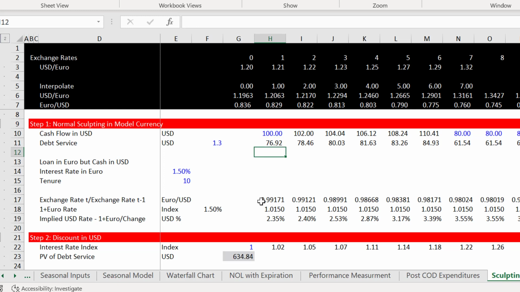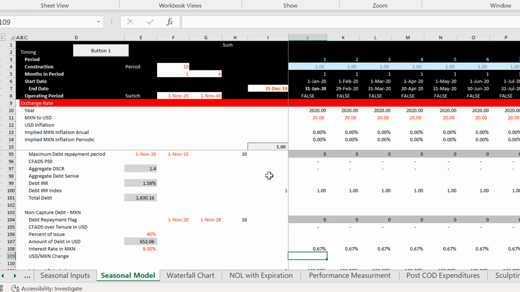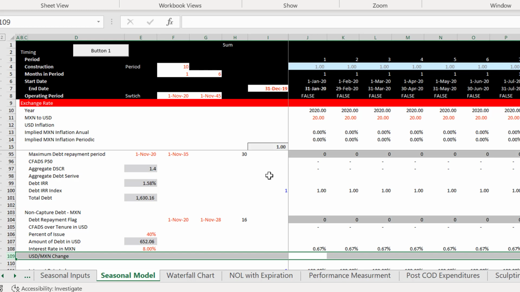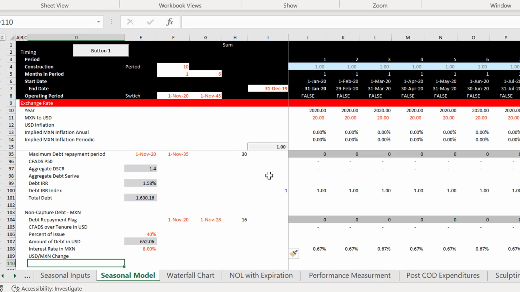We did the cash flow in USD, and then, this was the key, to get the USD implied rate, we took the euro divided by USD. So this would be the Mexican divided by USD. And then we put 1 plus the euro rate, which will be 1 plus the Mexican rate. So let's go and really try that here. Below that, we'll put USD to Mexican change, and then we'll put 1 plus the MXN interest rate.